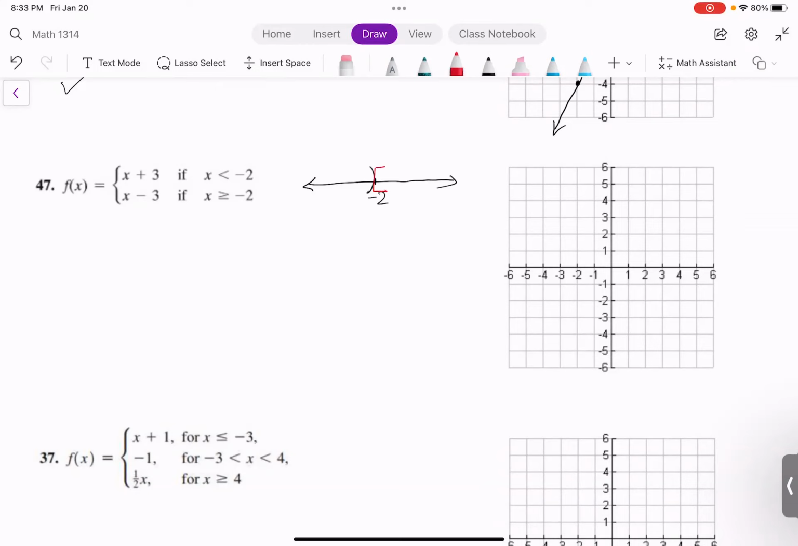So in the first interval, x, y, I can pick some points. What should I pick? Let's try -4, -3, and -2. Remember, even though -2 is not in the first interval, -2 is the key point. I must have it here. And then you mark it. This is an open circle.